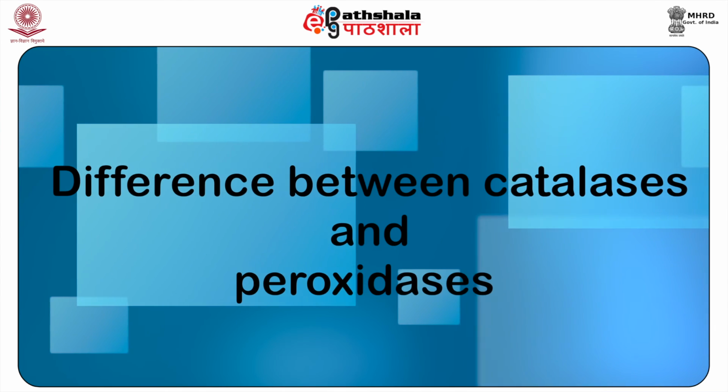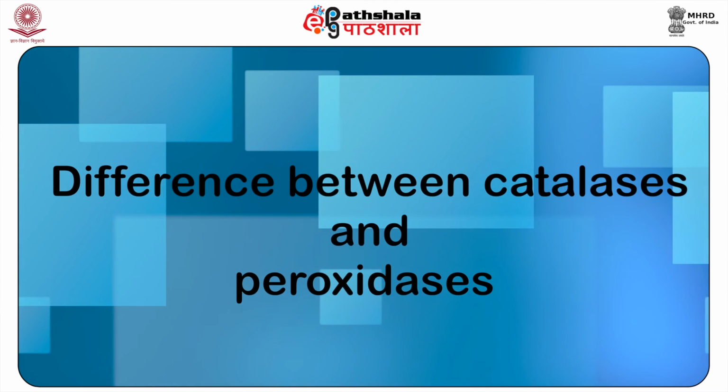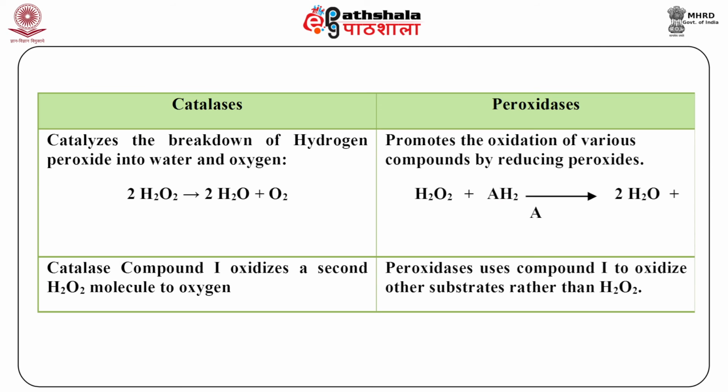Let us now talk about the differences between catalases and peroxidases. While catalase catalyzes the breakdown of hydrogen peroxide into water and oxygen, peroxidases on the other hand promote the oxidation of various compounds by reducing peroxides. The second difference is that while catalase compound 1 oxidizes a second hydrogen peroxide molecule to oxygen, peroxidases use compound 1 to oxidize other substrates rather than hydrogen peroxide. Besides this, there are also the structural differences between catalases and peroxidases, which we have described earlier.